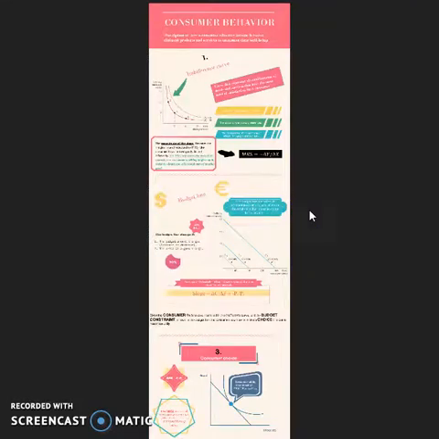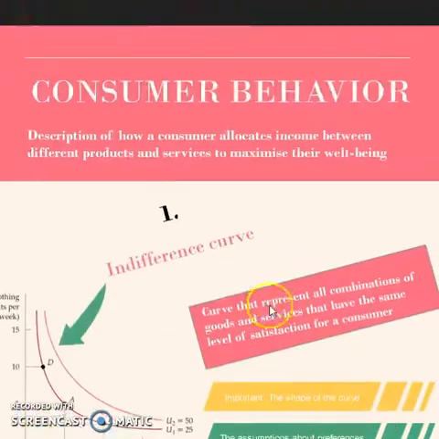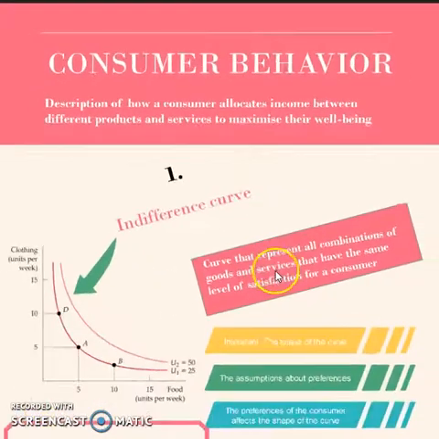So I'm going to give a short explanation of what is consumer behavior. I'm going to do that with an infographic just to explain some of the basic concepts on how we evaluate consumer behavior. Okay, so consumer behavior is how a consumer allocates the income that he receives between different products in an effort to maximize his utility, or his well-being.